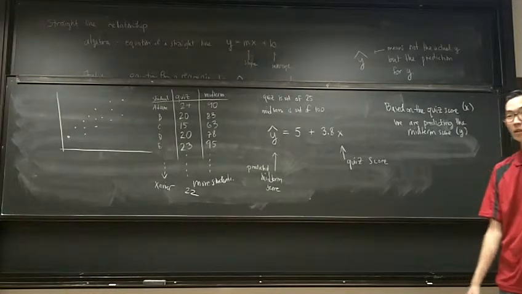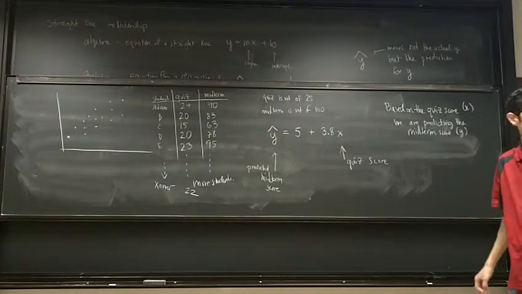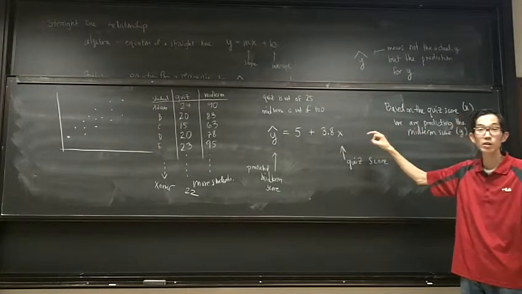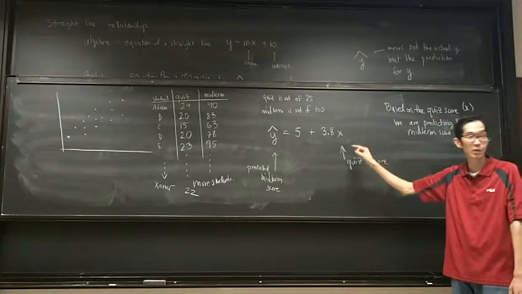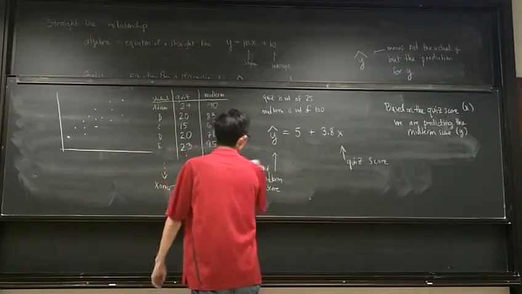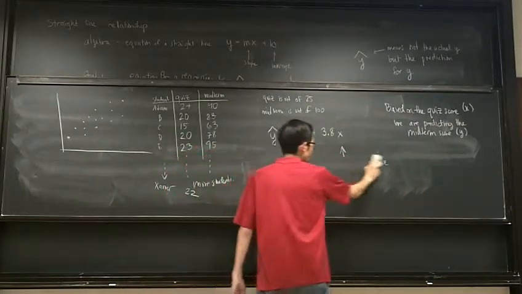Yeah, I made up 5 and 3.8. Okay? Alright, I made those up. We'll talk about how to get those, but for now, I've just made up those numbers. I'm trying to teach you the big picture concepts right now.